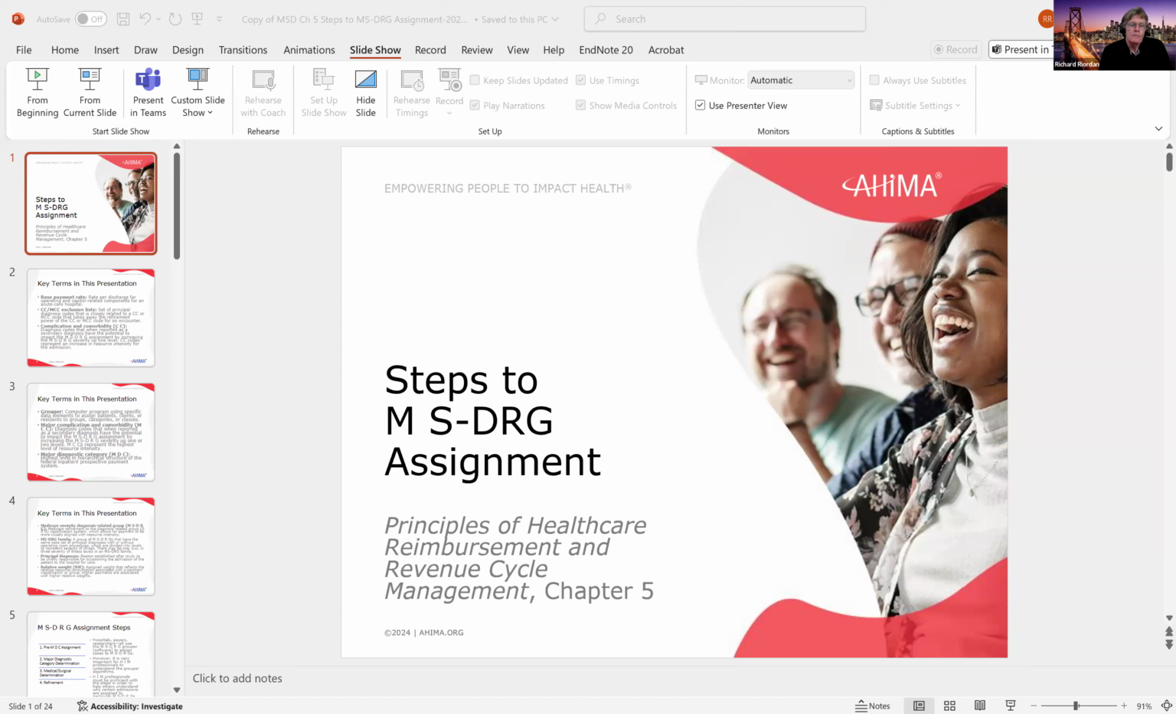Please bear in mind that the procedure does not have to be the principal procedure to influence the MS-DRG assignment. The OR procedure can be in any of the ICD-10 PCS code slots on the claim form, and you can see some of these in this example.